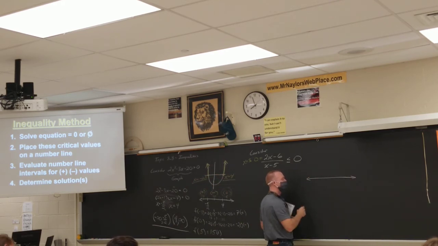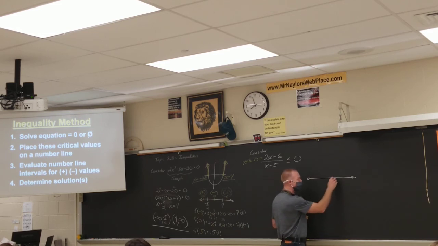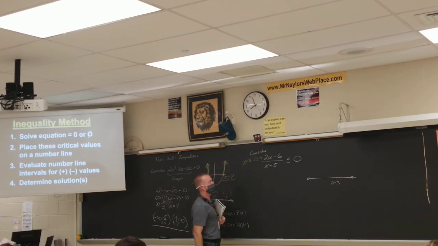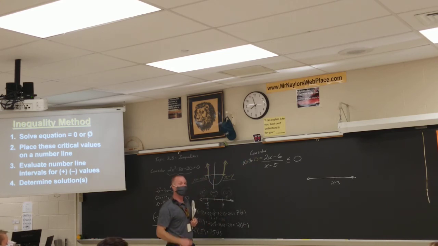It tends that people don't do what I'm doing. That is, they jump straight to the number line. But the reason I'm doing this is because I want to make sure we don't forget that x equals 3 is going to go on the number line. It is a critical value. We found it so quickly, but it's definitely a critical value.